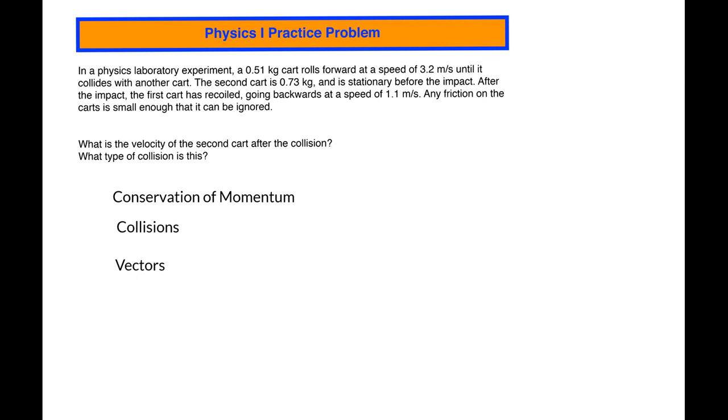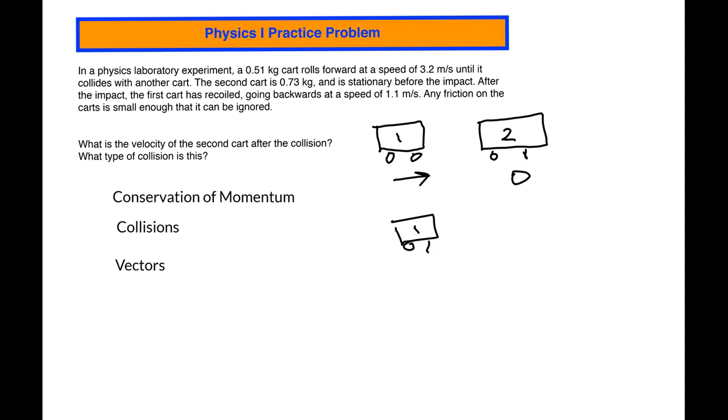Let's start with a sketch of the situation. I'm going to draw it both before and after the collision. So initially we have cart 1 coming in, going forwards, and cart 2 is stationary, so its velocity is 0. After the collision, we're told that cart 1 has recoiled and is now going in the other direction, and we don't know what cart 2 is doing. That's what the question is asking us, to find the velocity of cart 2 after the collision.